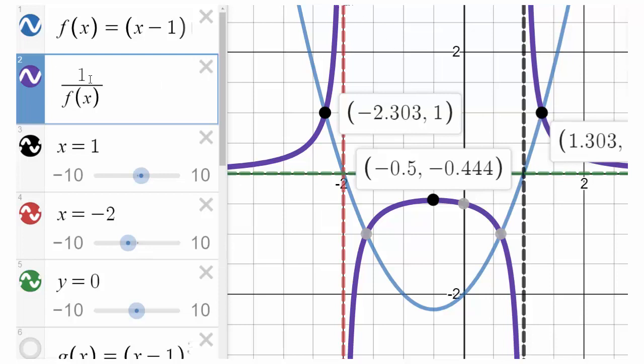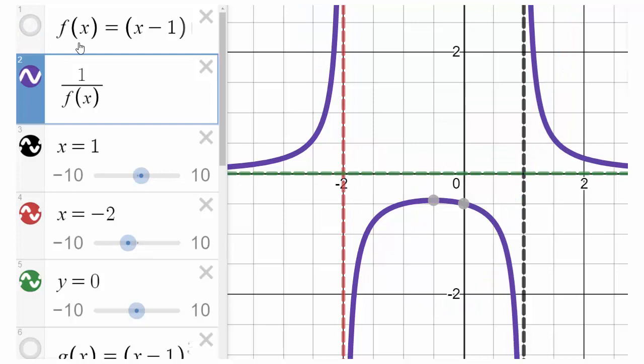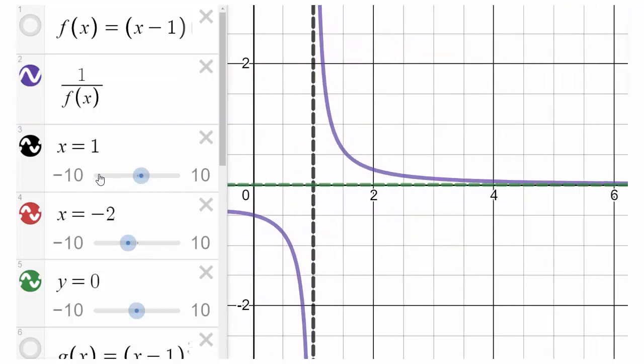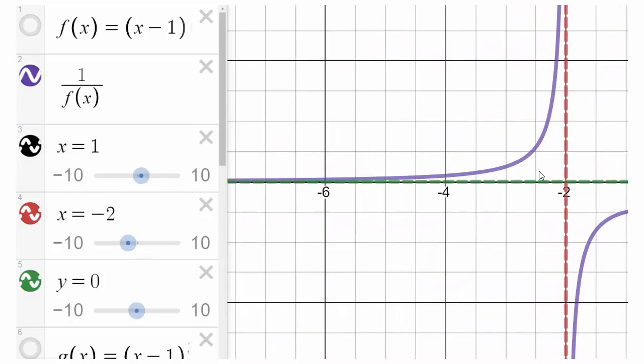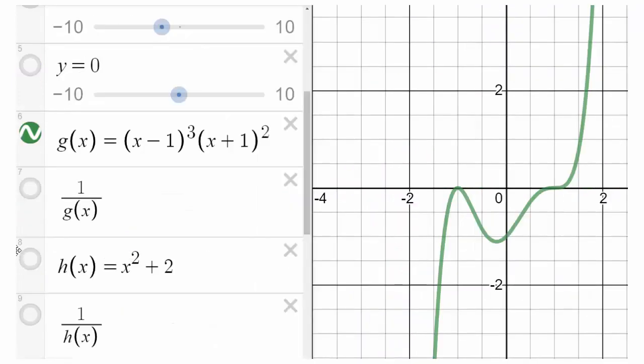But other than that, let's hide our original graph so you can see what happened to our reciprocal function. So we used to say how the graph blew up. All the values here shoot to negative infinity as x gets to negative 2 from the right, and positive infinity as x gets closer to negative 2 from the left. At x equals 1, from the left it goes to negative infinity, from the right it goes to positive infinity. Same thing, as x goes to positive infinity, the graph goes to 0. As x goes to negative infinity, the graph also goes to 0.